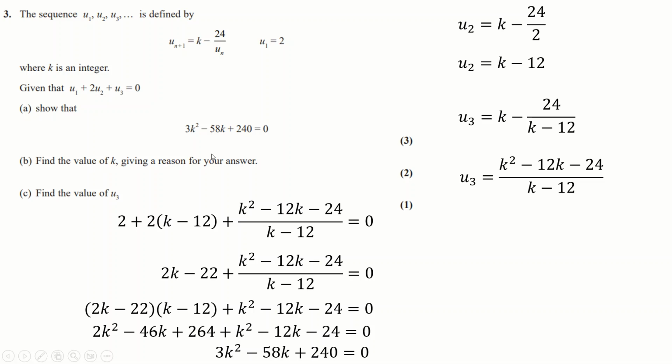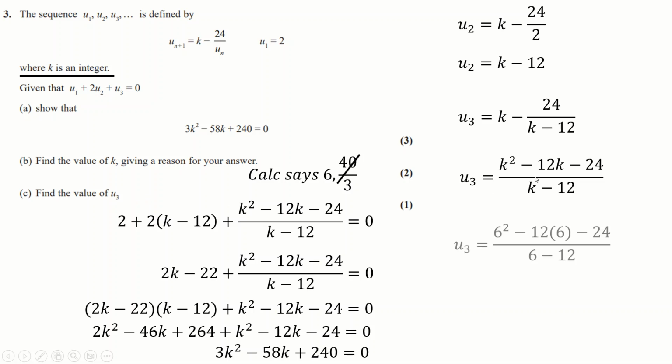Find the value of k. Well, you've got a calculator for this paper. So you just type this quadratic into your calculator's solving function, and it says this. Then you remember when you went to primary school, you learnt to read, and it says this, so you cross out this, and the answer is 6. Find the value of u3, you just put 6 into there, and you get some relatively easy marks.